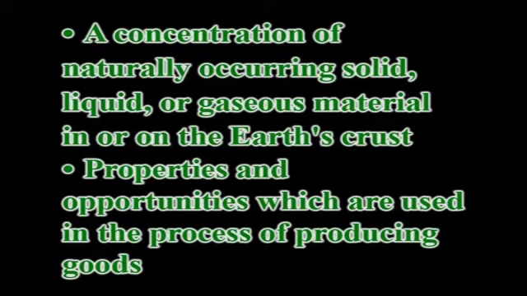Properties and opportunities which are used in the process of producing goods. Something that one uses to achieve an objective, for example, raw materials or personnel. A person's capacity to deal with difficulty. Resources are the factors of production that are normally derived from the natural environment and are used to produce goods and services. Land and capital are generally referred to as physical resources and labor as human resources.